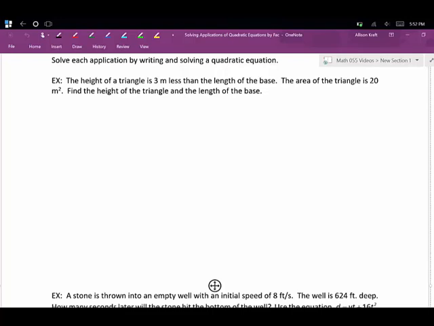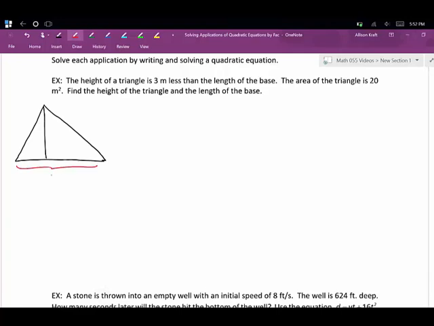Well, the first thing I would do, as always, is to draw a picture. It says that the height of the triangle is 3 meters less than the length of the base. Now, we don't know what the length of the base is, so we'll call that x. The height is 3 less than the base, so that's going to be x minus 3.